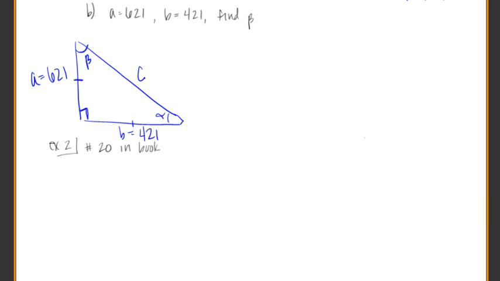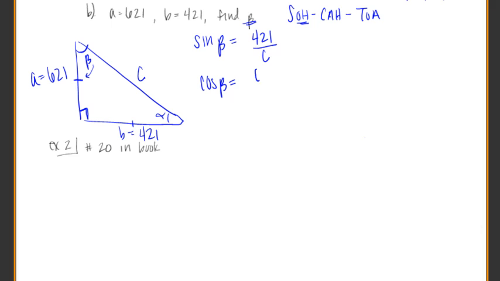Okay. All right, let's write out what we know. And it's always going to be with respect to an angle. So in this case, since we're asked to find beta, I'm going to go sine of beta. Sine is always the side opposite. So if I write out SOHCAHTOA, it's the side opposite over hypotenuse. Well, what's opposite of beta is 421, and the hypotenuse is C. The cosine of beta is always the side adjacent, so it's sitting right next to it, which is 621 over the hypotenuse, which is C.